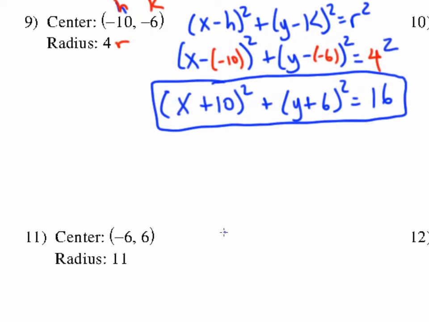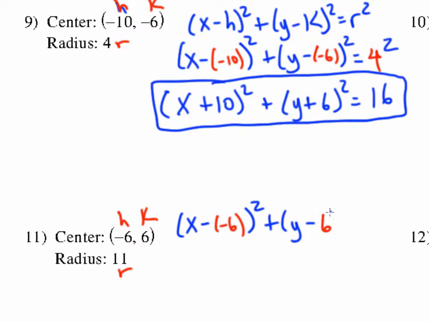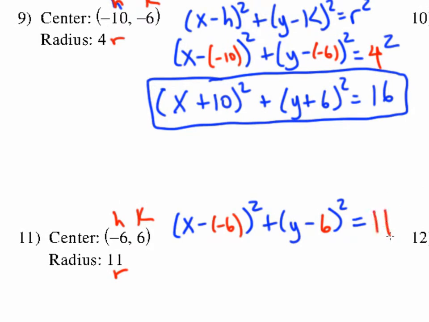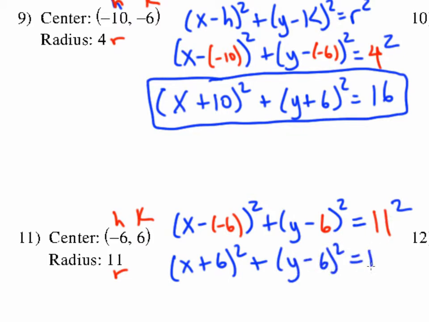Okay, so you might be starting to pick up the hints. It might be coming a little faster to you, so let's try number 11 a little bit faster. h and k, this is r. I'm going to skip writing out the standard form. Let's just jump right to it. This is going to be x minus h squared plus y minus k squared equals r squared. So minus and minus is going to turn to x plus 6 squared plus y minus 6 squared equals 11 times 11 is 121.